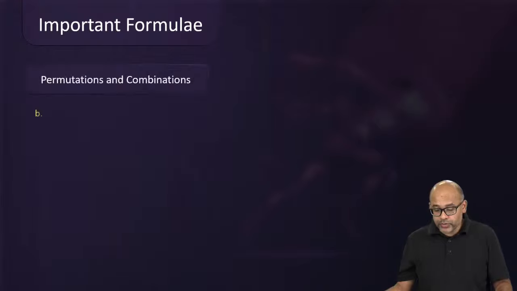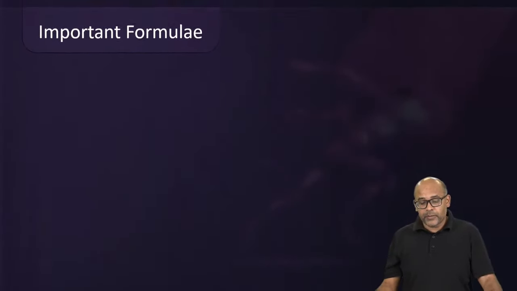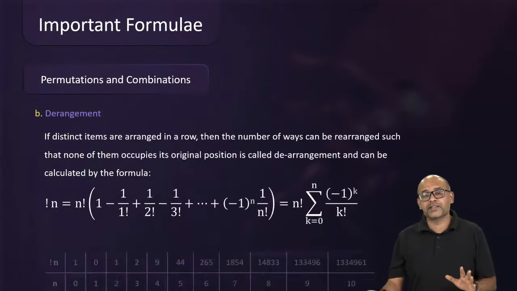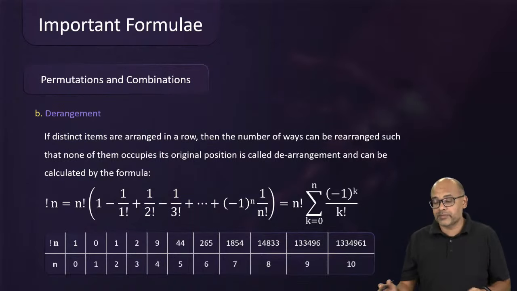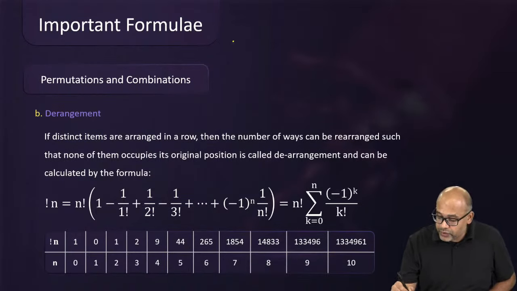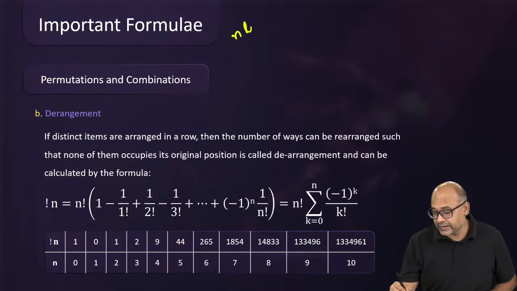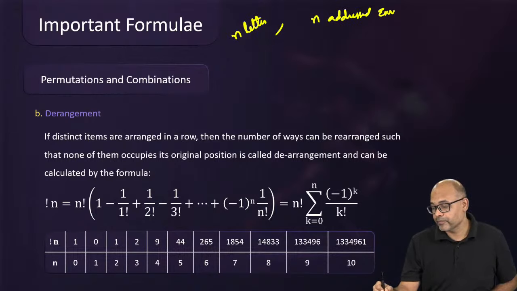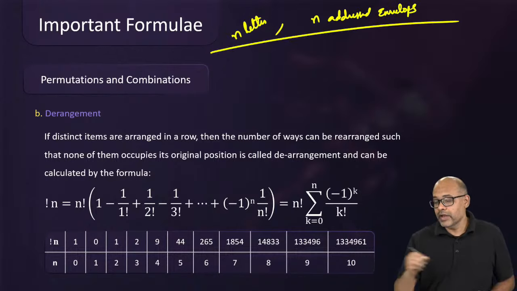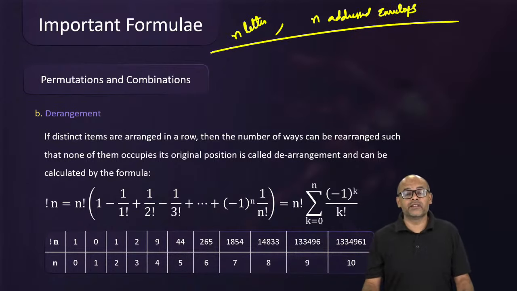And then moving on to dearrangement. So this is the formula for dearrangement. This is very rarely asked, but you can remember this. What is the meaning of dearrangements? So if there are n people, or rather, let me use the classic example, n letters and n addressed envelopes.